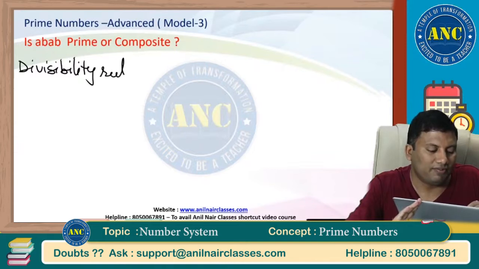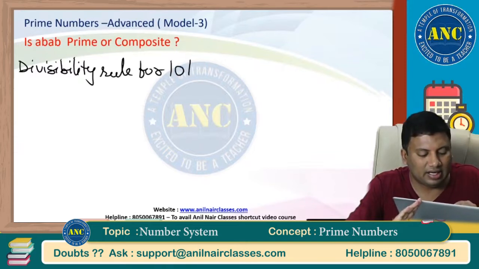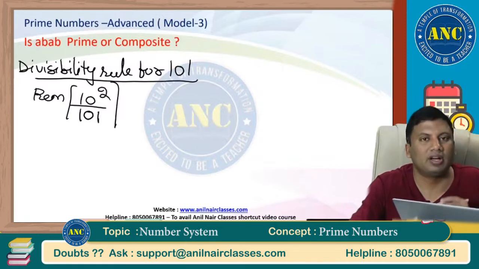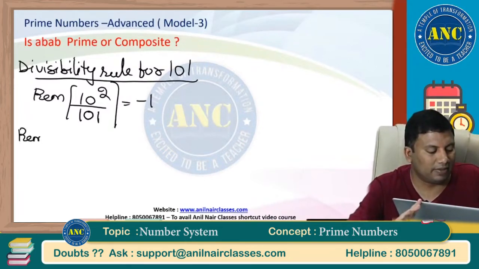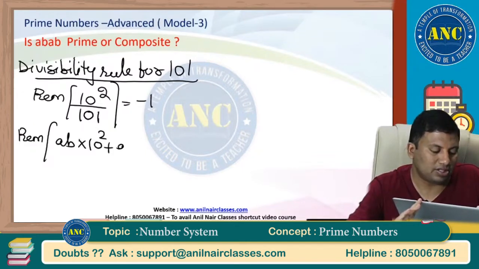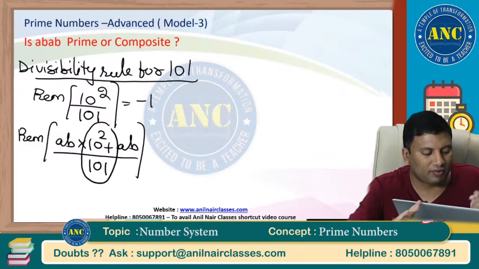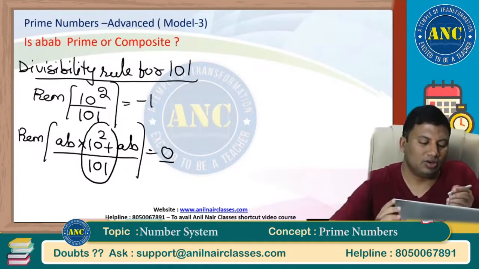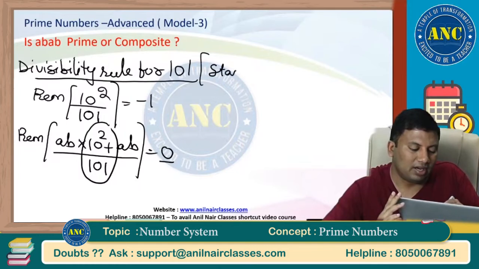Divisibility rule for 101. The remainder when 10 square is divided by 101: 100 divided by 101 gives minus 1. So AB into 10 square plus AB divided by 101 gives minus AB plus AB. What is the remainder? 0. So, what is the divisibility rule for 101?